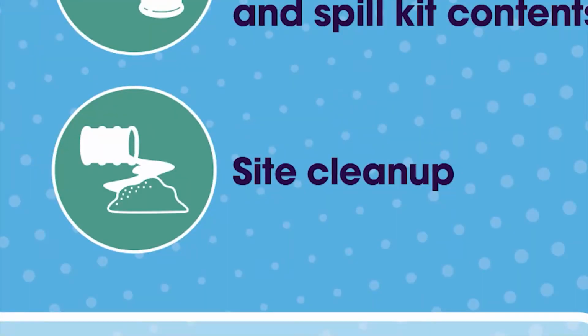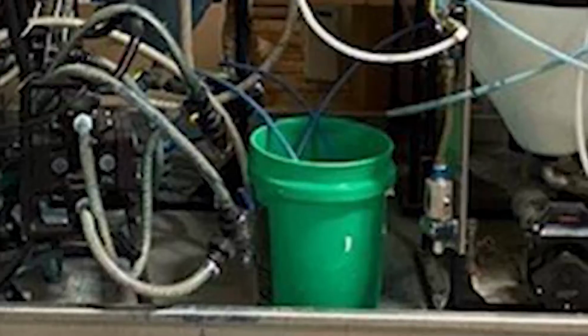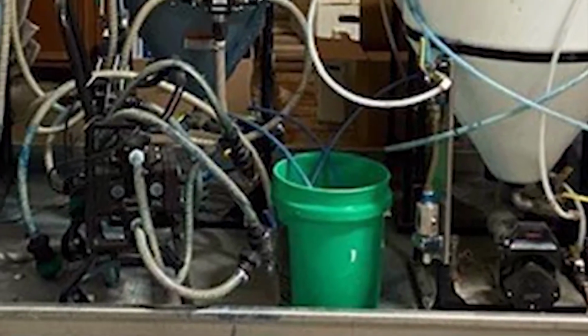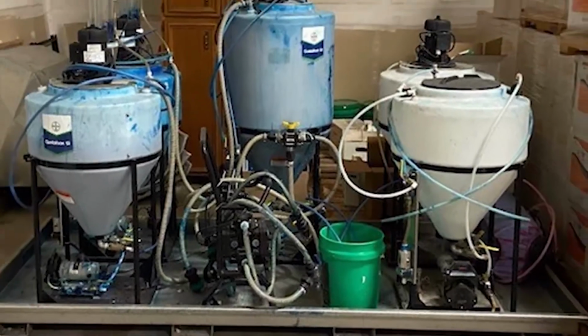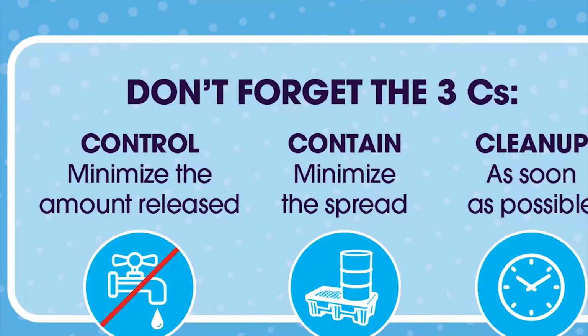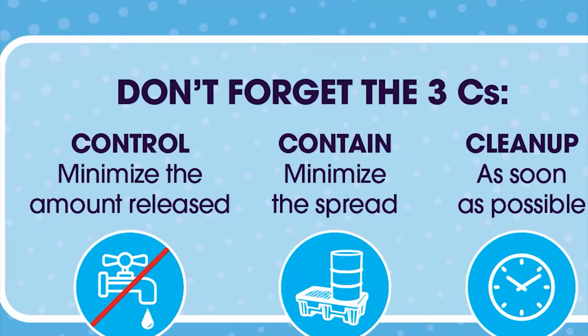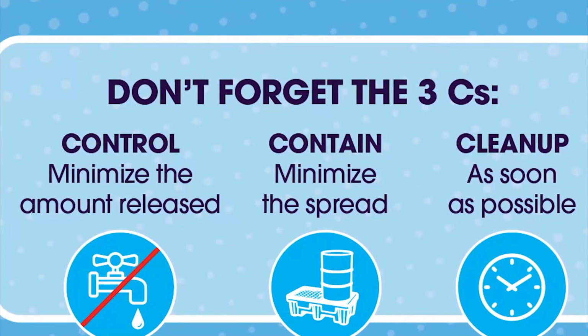Site cleanup should be performed as soon as possible. This will help to ensure the least amount of environmental impact and allow for a safe work environment after the cleanup. The 3 C's are the most important things to remember in the event of a spill or leak.